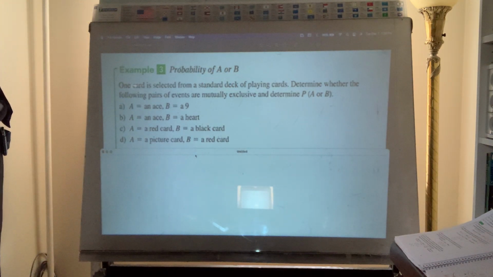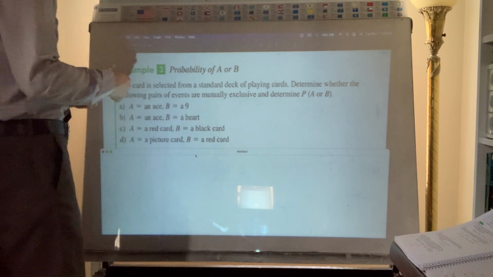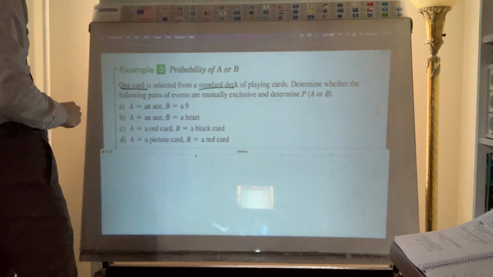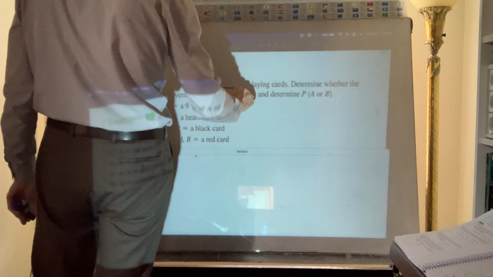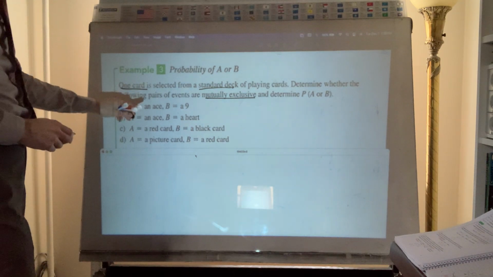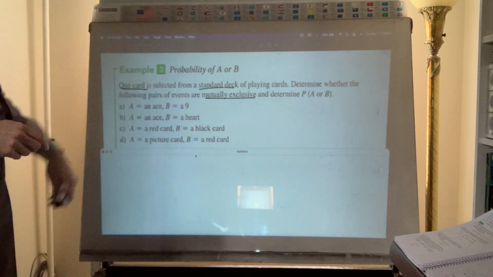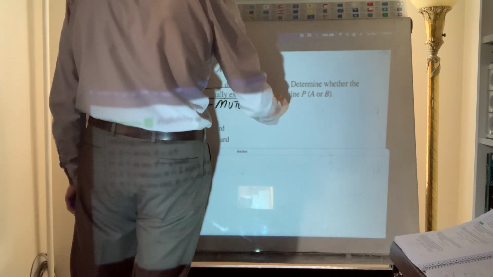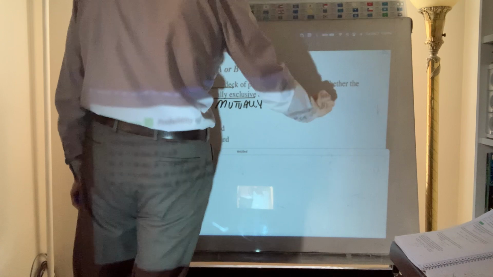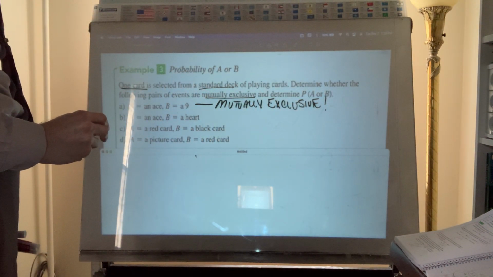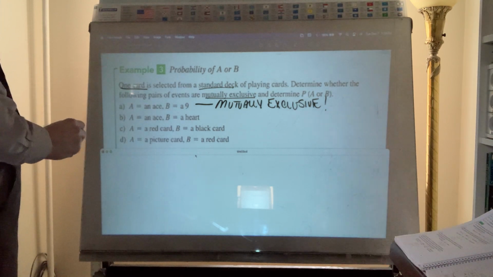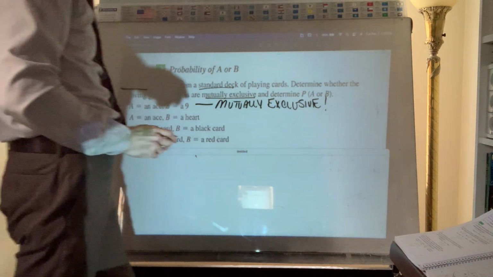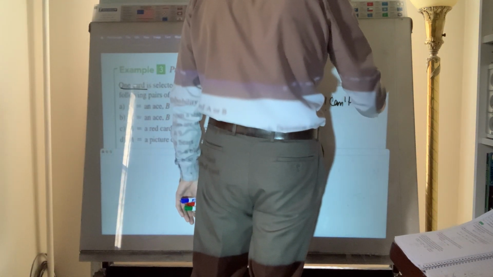All right. Now, let's be clear about these instructions here. It's one card, from a standard deck. And we need to know whether they're mutually exclusive or not. The probability of an ace or a 9. I would argue that that is definitely mutually exclusive. And that's correct. I'm going to go through this and then we'll do the formulas for each of them. They can't occur simultaneously.